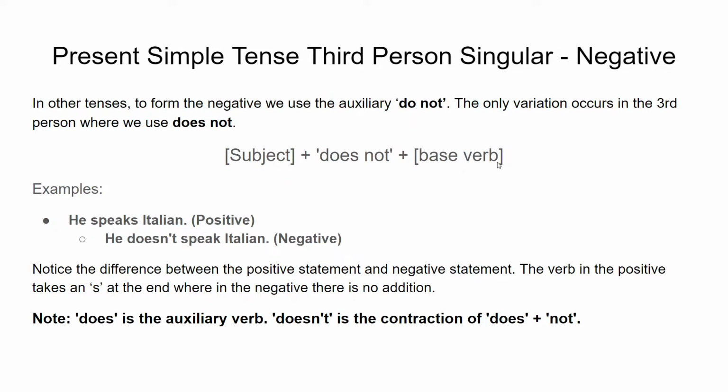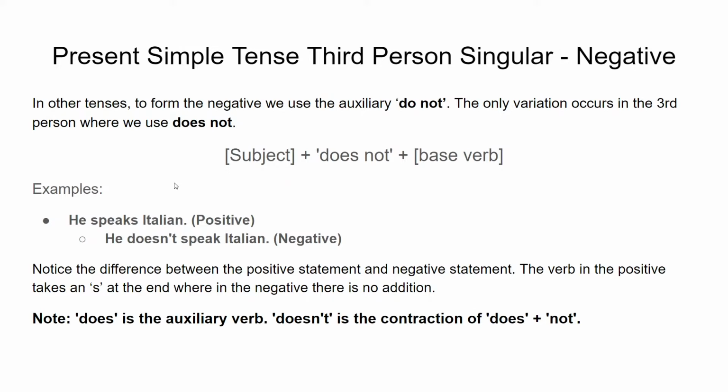So, for example, in the positive, we would say he speaks Italian. He is the subject, speaks is the positive third person singular verb, Italian is the rest of the sentence.